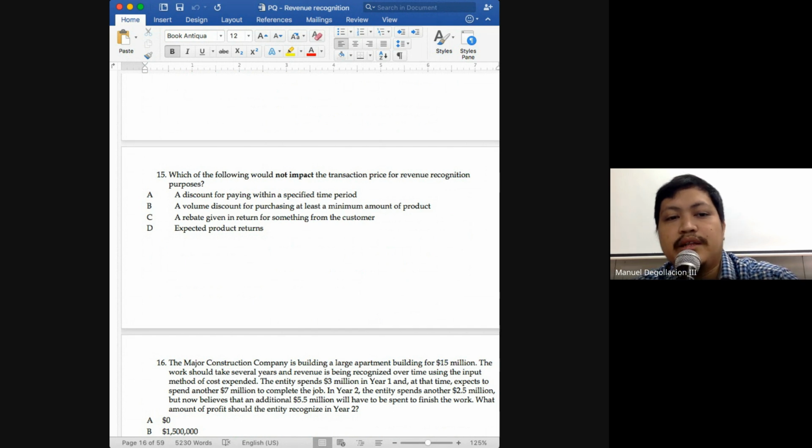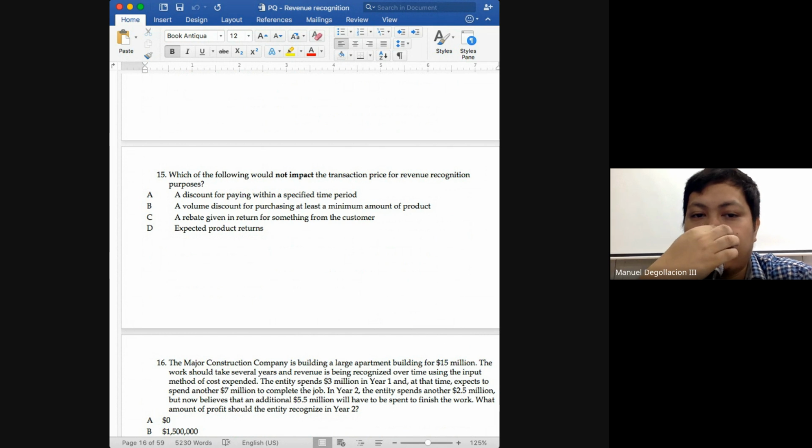Which of the following would not impact the transaction price for revenue recognition purposes? A discount would be a deduction. A volume discount also will be deducted. Expected returns are also considered. What would be the answer, number 15?